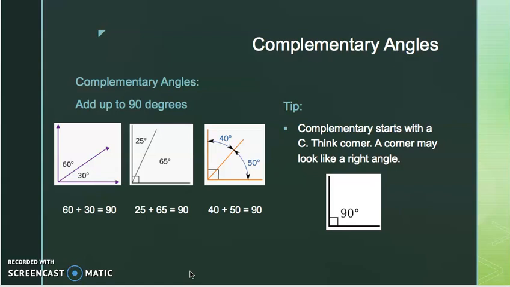If you look at these three examples, we have 60 degrees plus 30 degrees equals 90 degrees. Next, we have 25 degrees plus 65 degrees equals 90 degrees. Or here, you can add up and do 40 degrees plus 50 degrees equals 90 degrees.